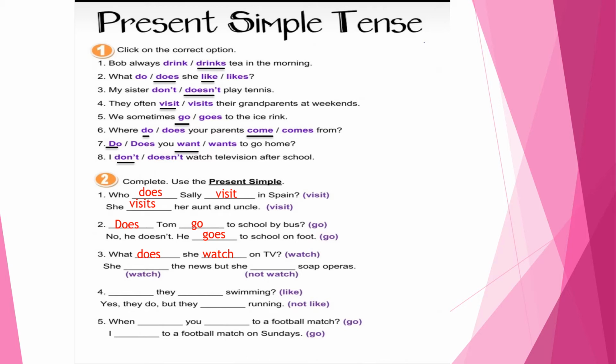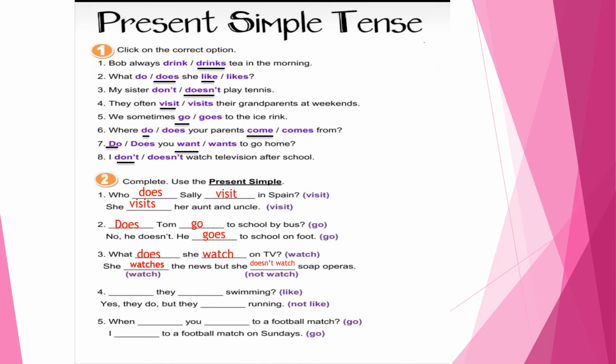Here your subject is she, and the end of your verb is ch, so you have to add es to your verb. She watches the news, but she doesn't watch soap operas. Okay, you need to put your verb in negative form, so you have to use do or does, and here you have the subject she, so you have to use does. She doesn't watch soap operas.